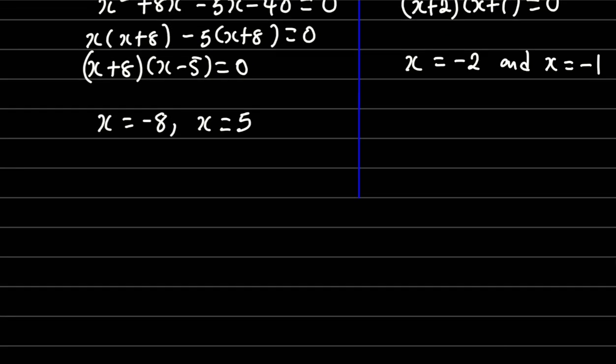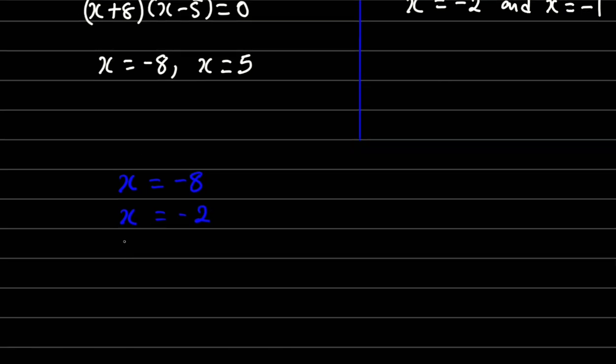So therefore, in conclusion, we have our answers to be that x is equal to minus 8. We have x is equal to minus 2. Then we have x is equal to minus 1. And the last is x is equal to 5. So these are the 4 values of x for this question.